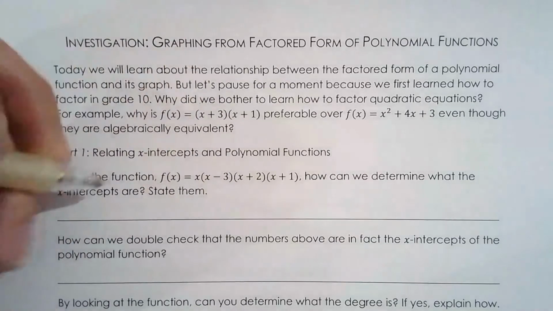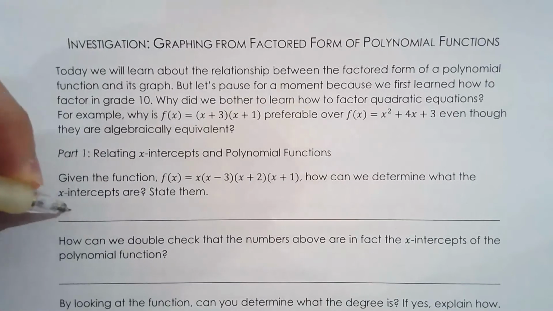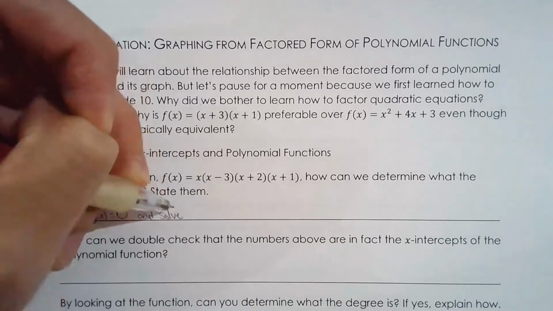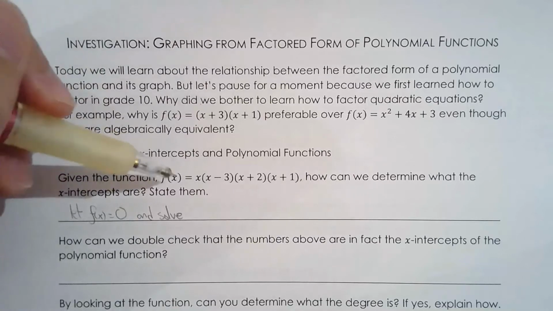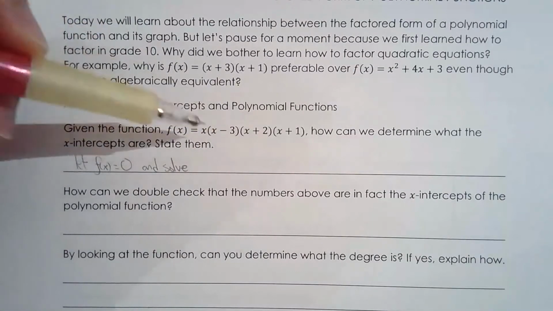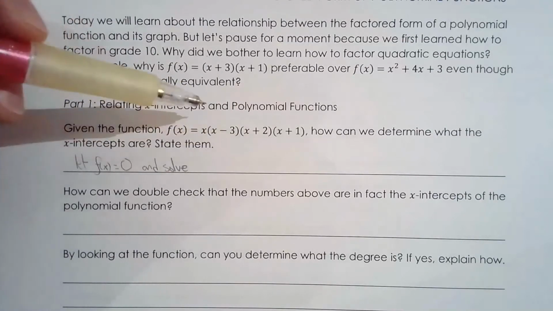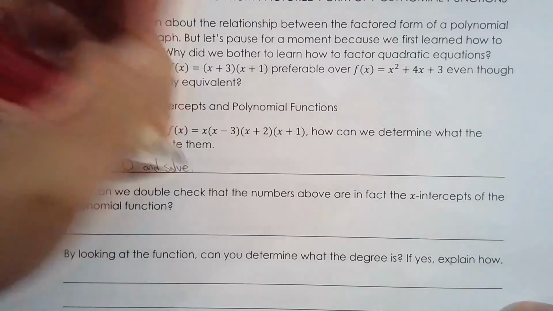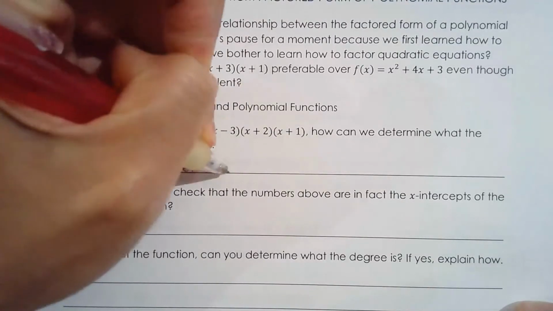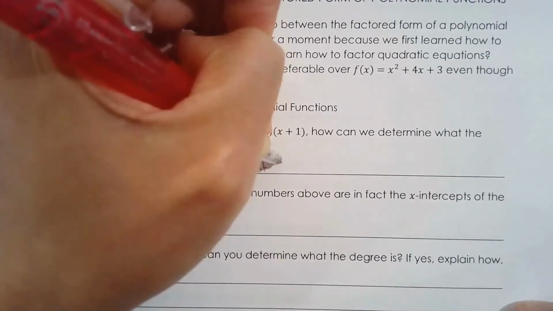State them. Because it's in factored form, finding the x-intercepts is pretty easy. You let f of x equal 0 and solve. It's pretty easy to solve this equation because we're in factored form already, so you can apply the zero product property. If any of the factors are 0, then the product will be 0, and that will make f of x equal 0. So the x-intercepts will be 0, 3, negative 2, and negative 1.